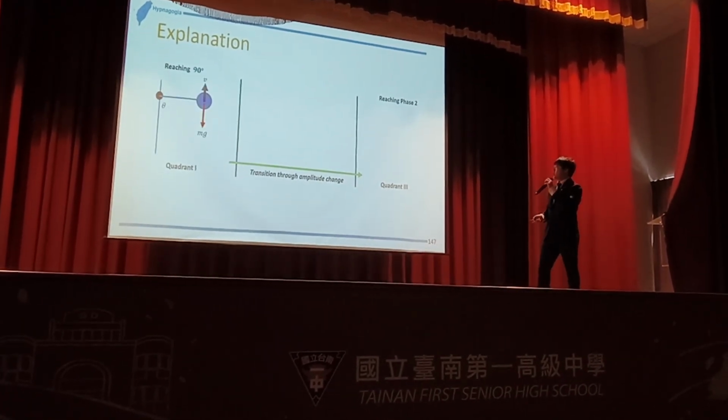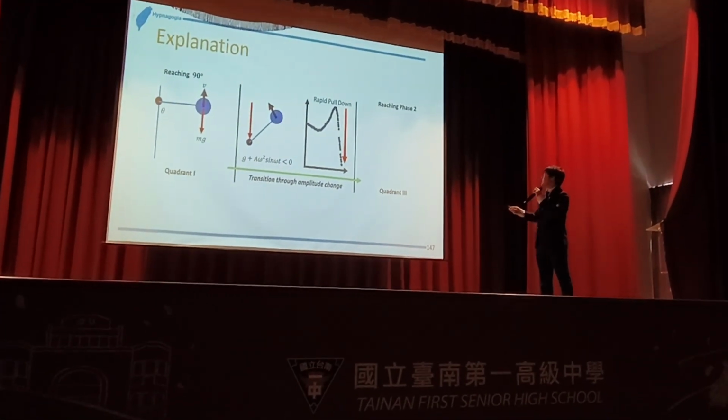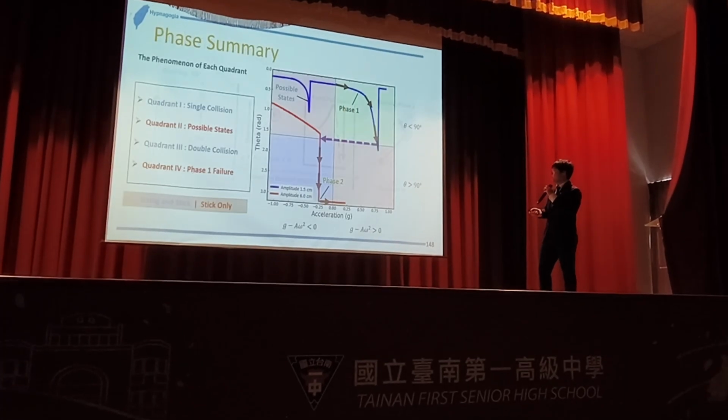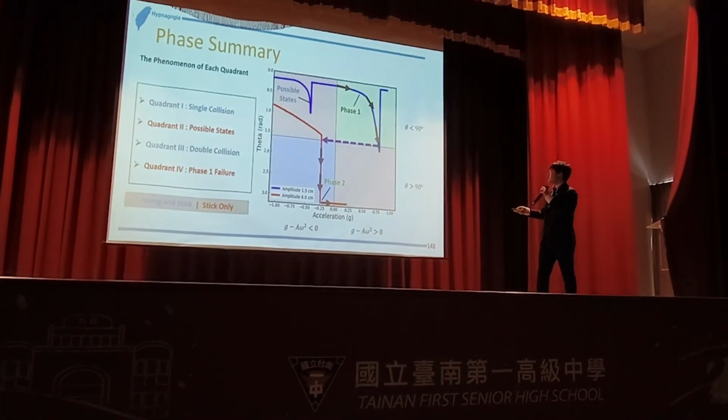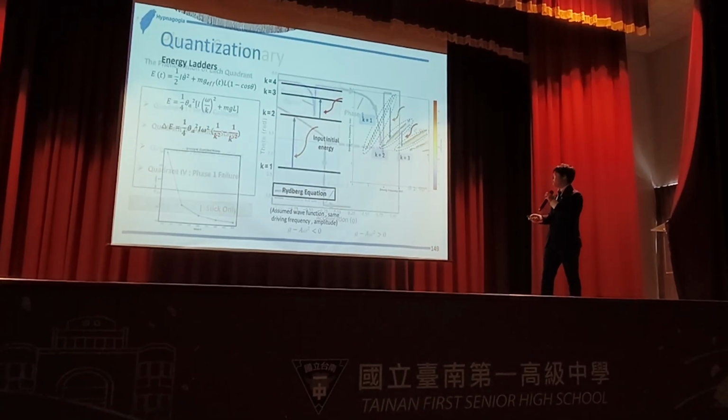So for the explanation, as the ball reaches 90 degrees, we suddenly pull down the system, making this turn negative. Thus, the ball will remain calm and safely reach phase 2. So this is the summary of the phases with single collision, possible states, double collision, and phase 1 failure.